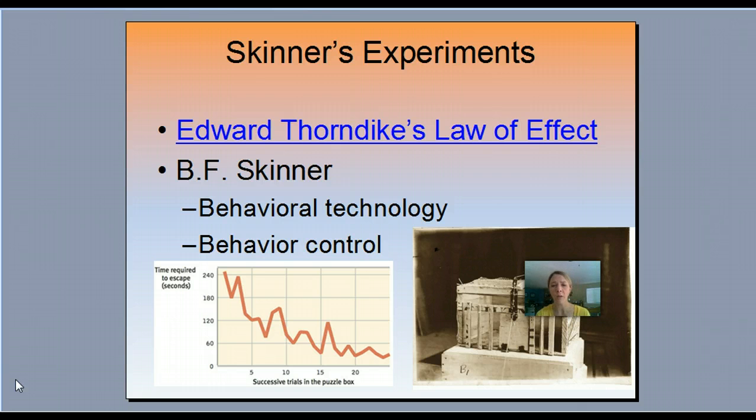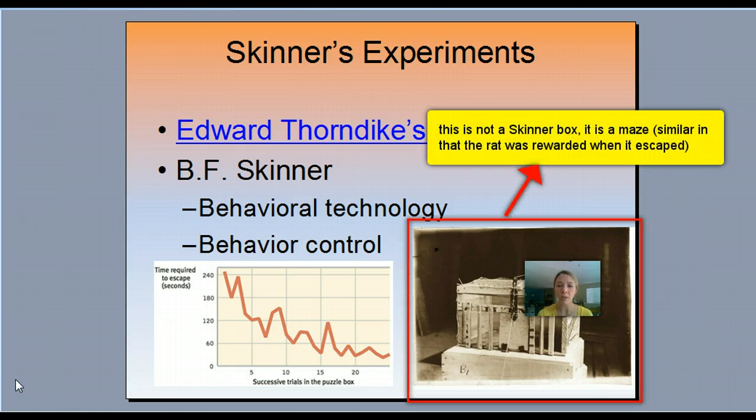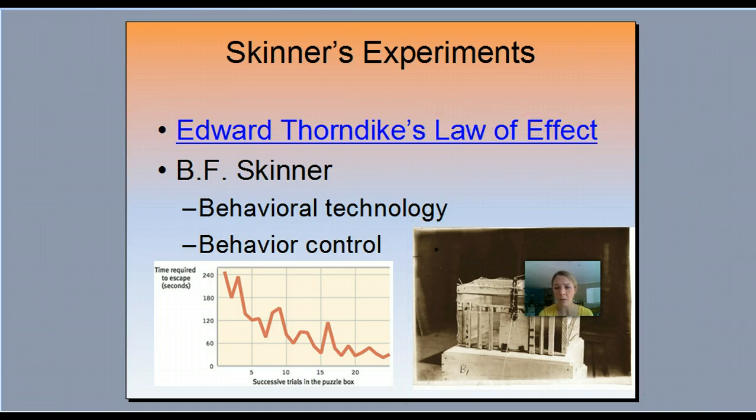Skinner, he built something called a Skinner box, and he did a lot of combinations of behavioral technology, meaning that he tried to combine looking at behavior using technology, and also controlling behavior. So this is the puzzle box here. This is the original, right? So this is a long time ago.